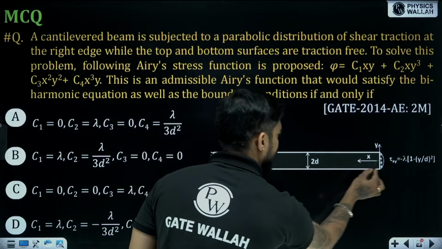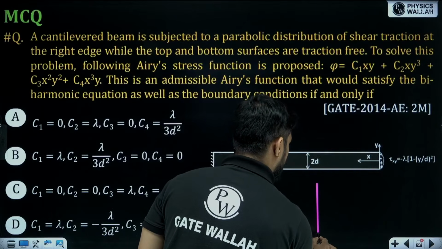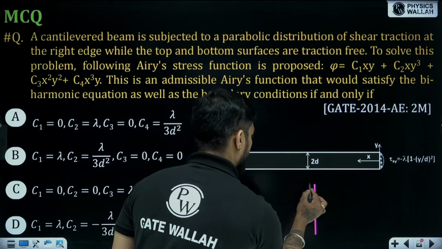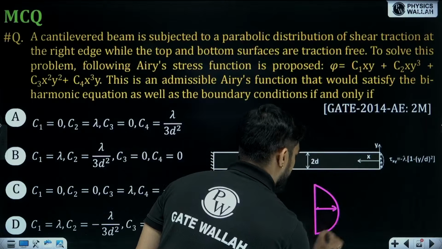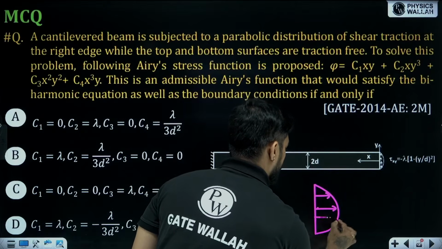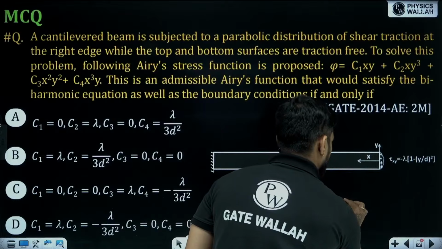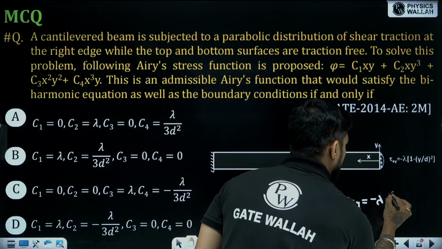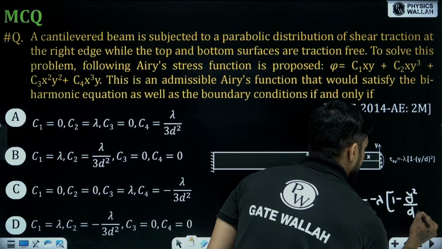Can you see this variation of tau xy? Let me draw it for you. This is the variation of tau xy that is given here. If you are not able to look at it properly, this is the variation of tau xy. And the equation is written like this: tau xy is minus lambda (1 minus y square by d square).